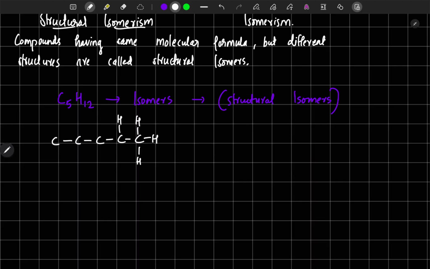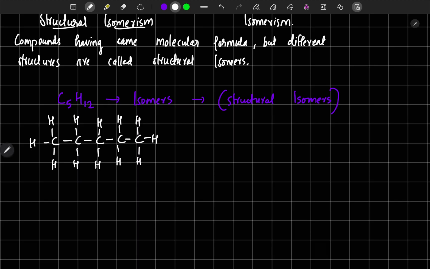The formula states that there are 12 hydrogen atoms, so attach the hydrogen atoms to the carbons. If you are wondering how I am attaching a particular number of hydrogens to a carbon atom, understand it: each carbon will have only 4 bonds. Please note that point. Each carbon will only have 4 bonds.